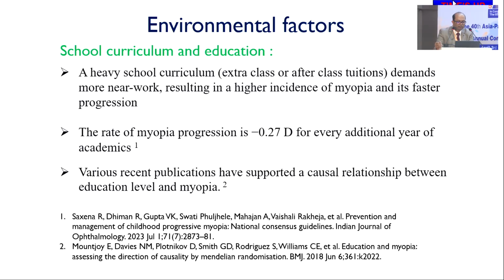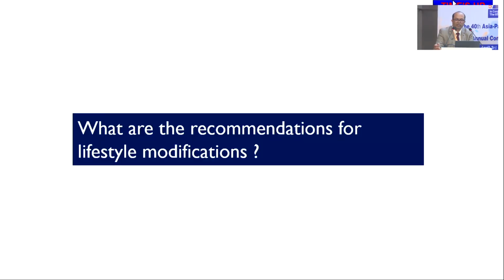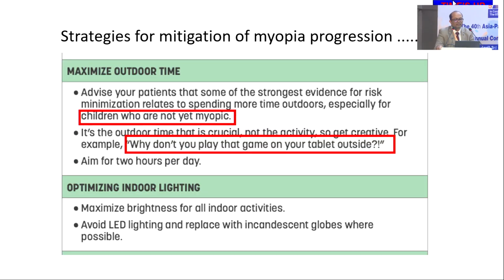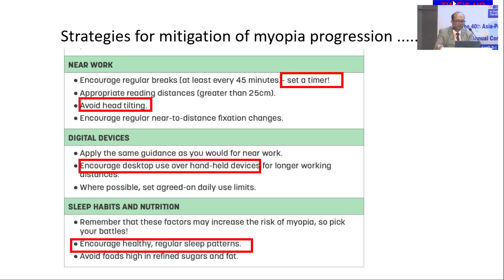Again, school curriculum and education, I think we don't need to talk much about this, we are pretty much aware. I'll just directly jump to the recommendations. I think we need to adopt these strategies. For example, maximum outdoor time, and children who are not yet myopic are who we need to focus upon. Why don't you play that game on your tablet outside rather than going around indoors? Optimizing indoor lighting, I already talked about, probably LED we should avoid.